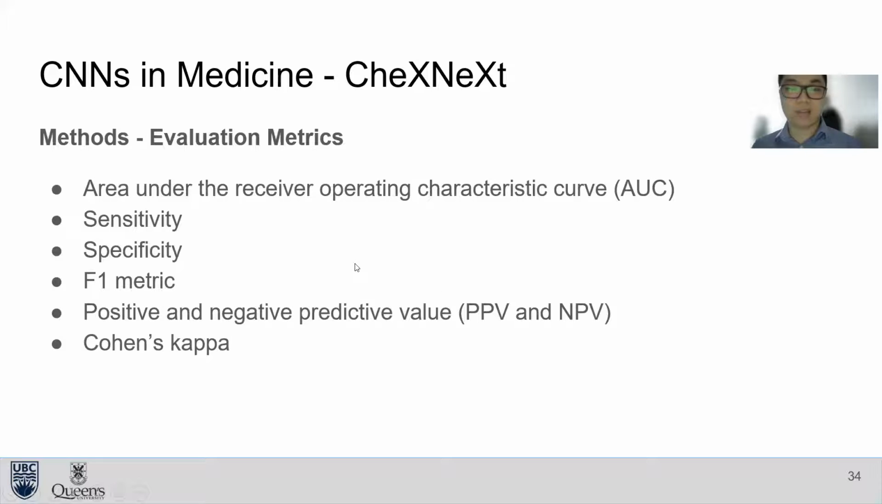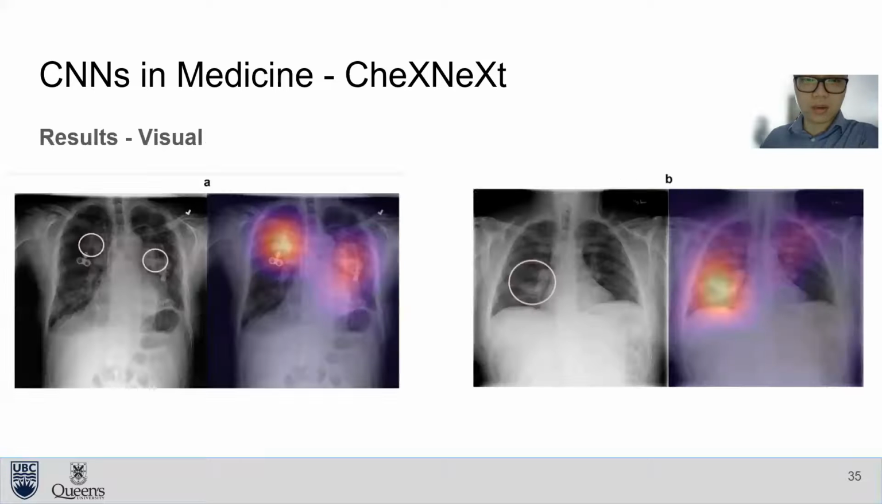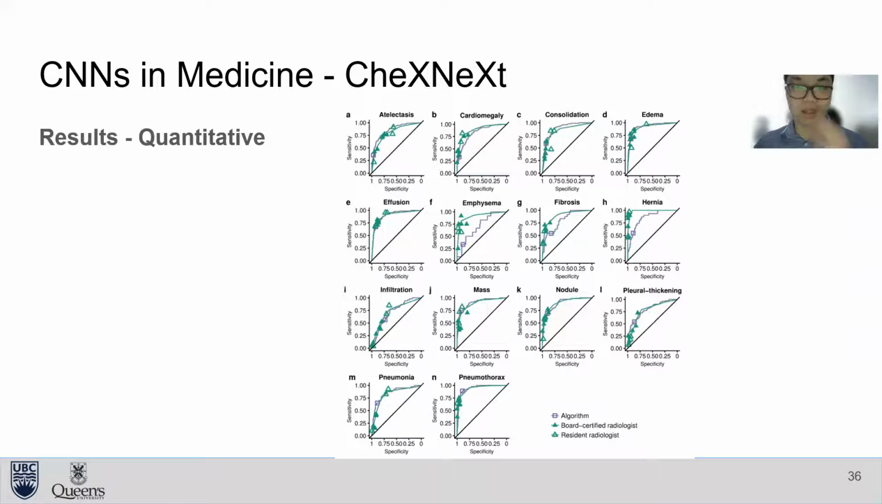Now, they evaluated using the standard evaluation metrics: area under the curve, sensitivity, specificity, predictive value, and Cohen's kappa, which evaluates inter-observer agreement. So these are the results. This is what the neural network predicts. For instance, there's some opacity here, and the neural network predicts some pathology here. But we're more interested in the quantitative results.